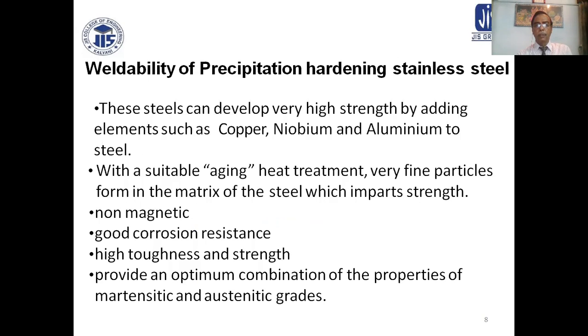Weldability of precipitation hardening stainless steel. These steels can develop very high strength by adding elements such as copper, niobium, and aluminum. With a suitable aging heat treatment, very fine particles form in the matrix of the steel, which imparts strength. It is non-magnetic, with good corrosion resistance, high toughness and strength, providing an optimum combination of the properties of martensitic and austenitic grades.